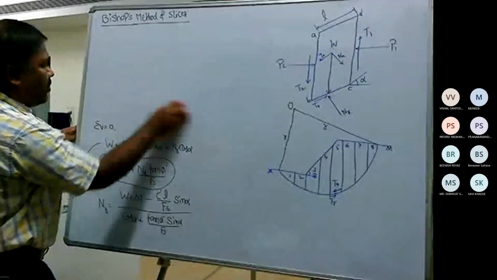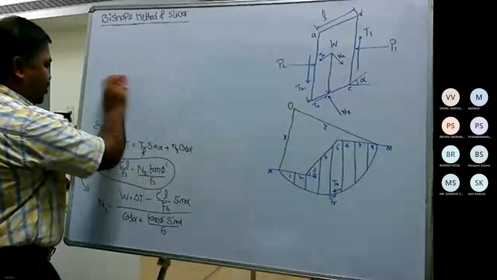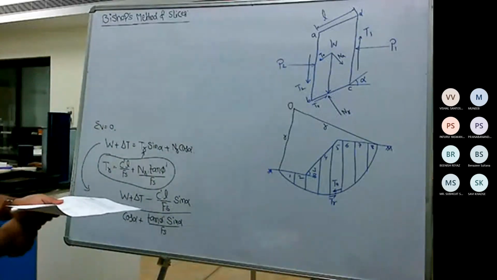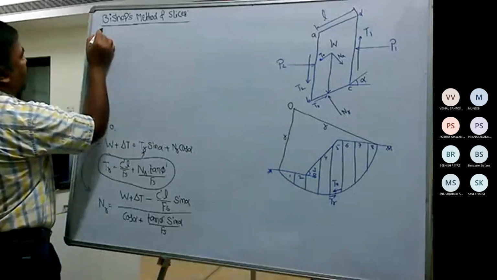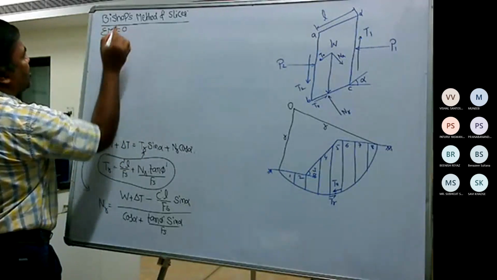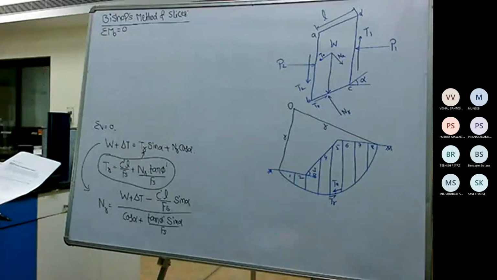So now we have used one equilibrium equation. Now we can use another equilibrium equation, that is summation of all the moments about the center is 0. So that is sigma MO is 0, summation of all the moments. In that case also, again the same form of the equation.